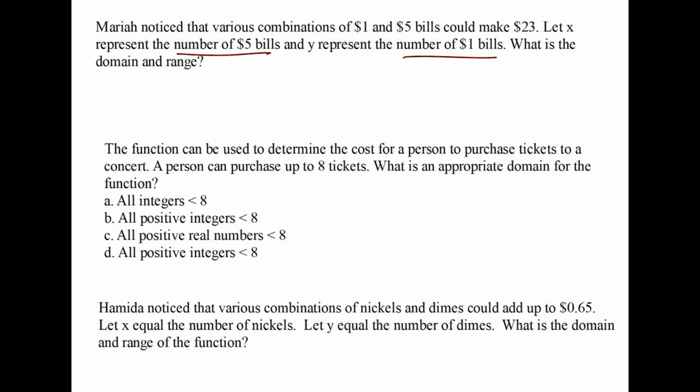All right, what is the domain and the range? So the X represents the number of $5 bills. So the domain, which is your X, would be what? Okay, so if I have 0 $5 bills, can I make $23? The answer is yes. So I can have 0 $5 bills. If I can have 1 $5 bill, can I make $23? Yes. What about 2? 2 times 5 is 10. And then that means I have 13.